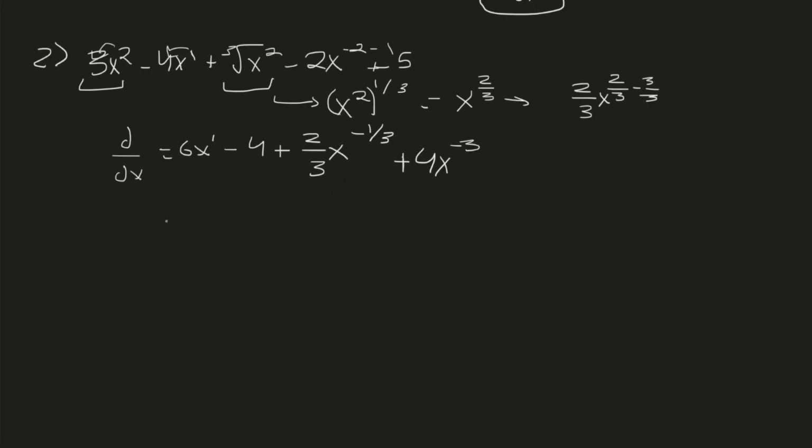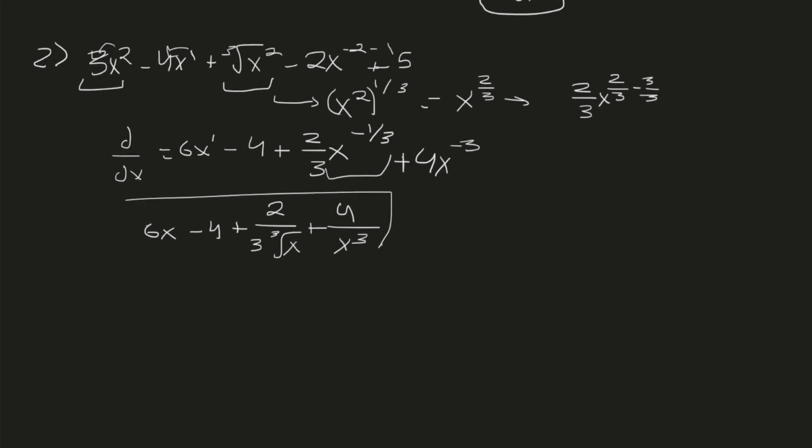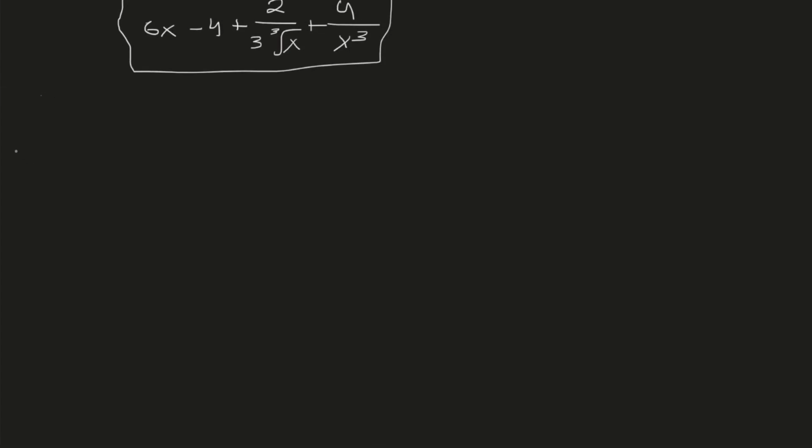So now let's simplify this even further. So 6x minus 4 plus, now since it's a negative exponent, we can move that to the bottom. 2 over 3 cube root of x. All we're doing is converting the exponent form to square root form, or cube root form in this case, plus 4, and let's move this x term to the bottom as well, giving us 4 over x cubed, which will be our final derivative. Let's do one last example.